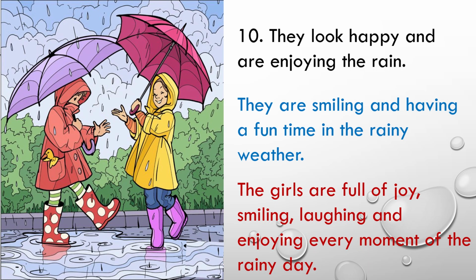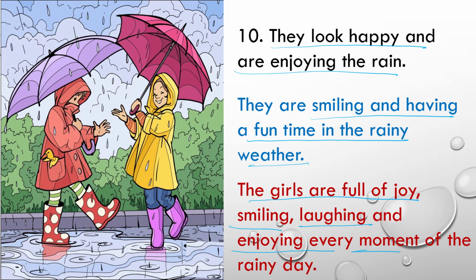The last sentence, they look happy and are enjoying the rain. So how can you convert this sentence into a better one? They are smiling and having a fun time in the rainy weather. Or a beautiful sentence, the girls are full of joy, smiling, laughing and enjoying every moment of the rainy day. So this way you can enhance your writing. See the difference. This is the basic sentence and this is the advanced sentence by adding sensory details, emotions and settings. Isn't that amazing?